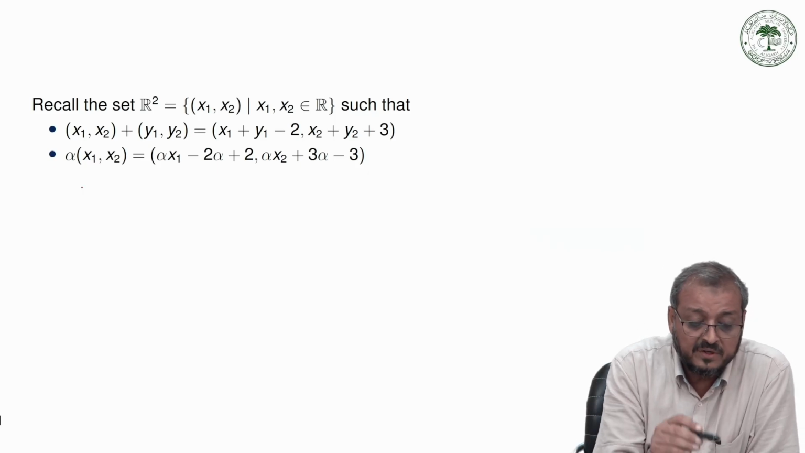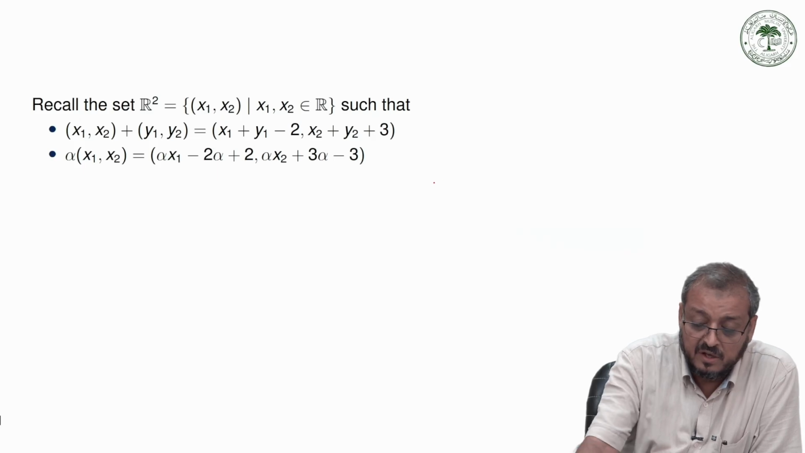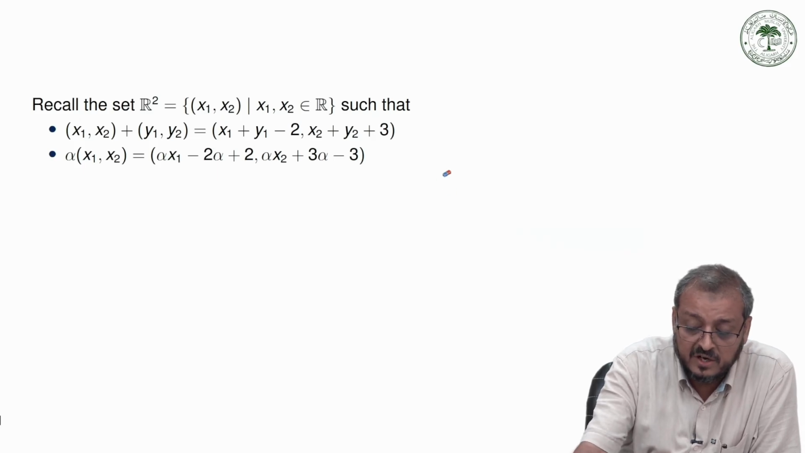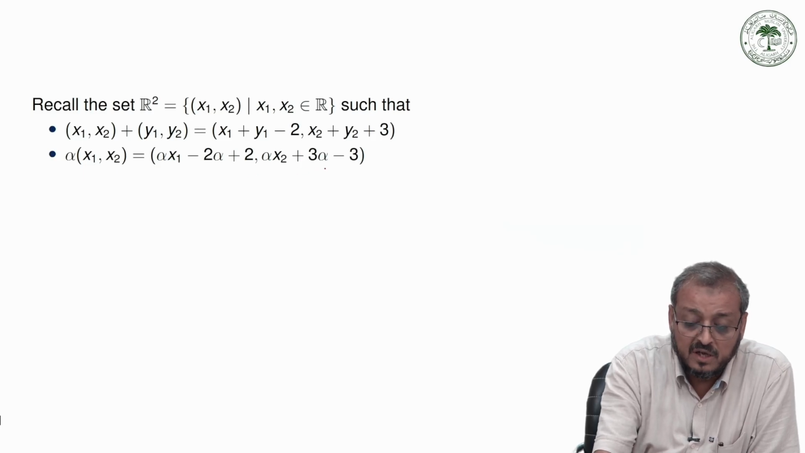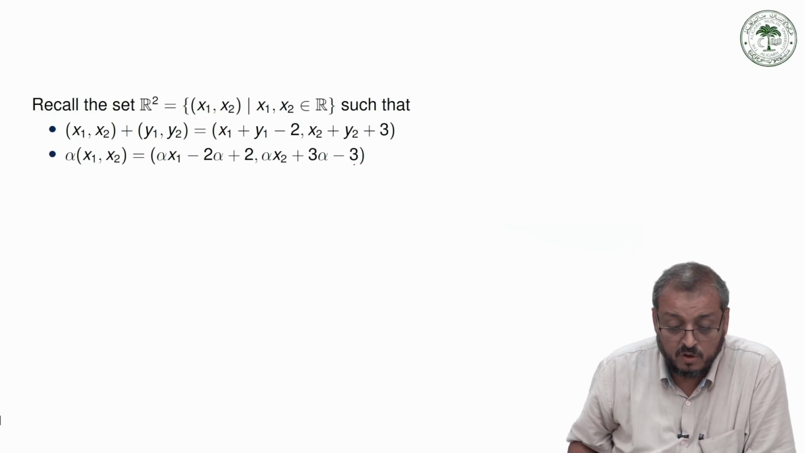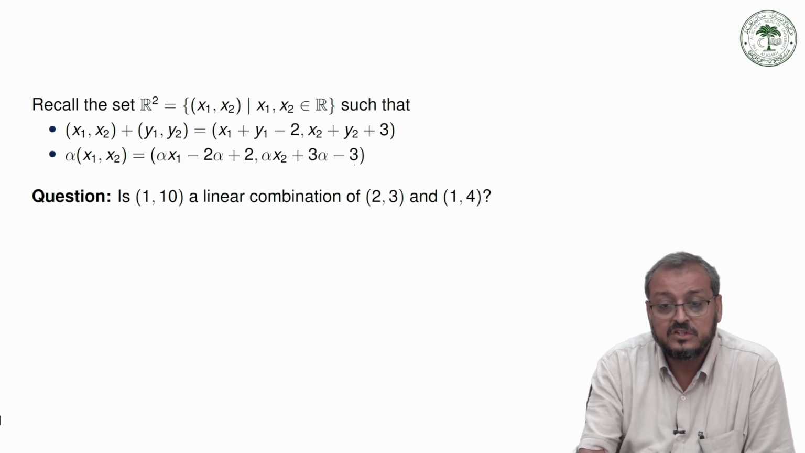And scalar multiplication alpha x1 plus alpha x2 can be written in the form of alpha x1 minus 2 alpha plus 2, alpha x2 plus 3 alpha minus 2. So now the question is this: is (1, 10) a linear combination of these two vectors or not?